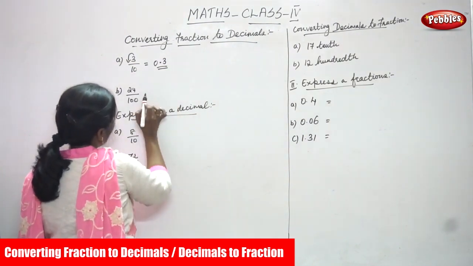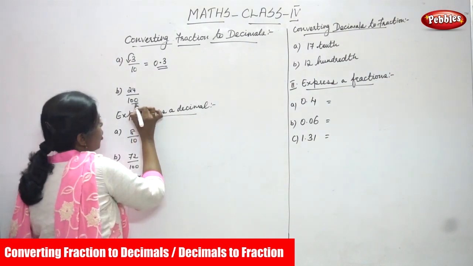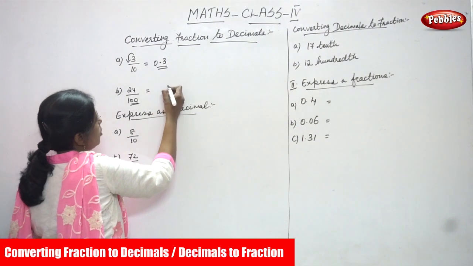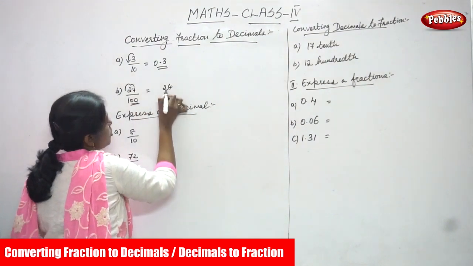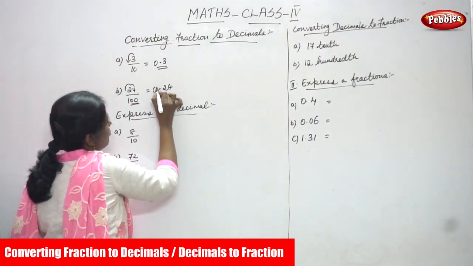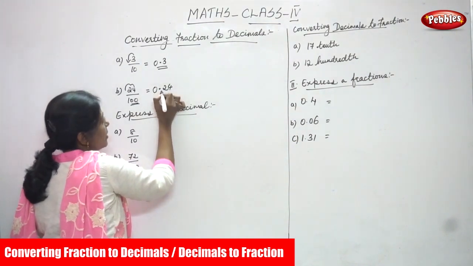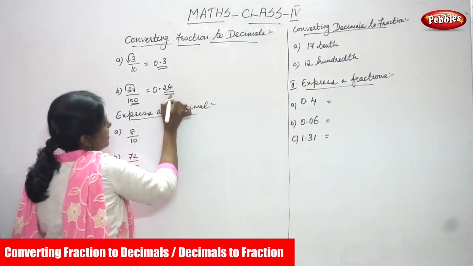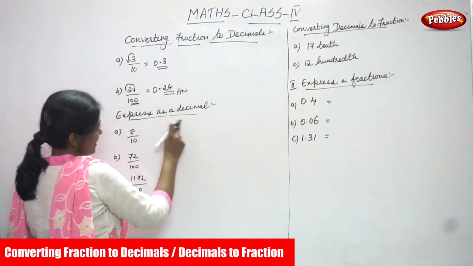Next one is 24 by 100. This is a numerator and this is the denominator. Look at this, how many zeros in the denominator? 2 zeros. So you have to move 2 points. So 4, 2, this is 1 and 2. So the point is coming here. So 2, 4, point. Now the decimal means you have to put 0, then put a point. This is a decimal point. And 2, 4. This is the right answer for the question. Okay, expressed as a decimal.